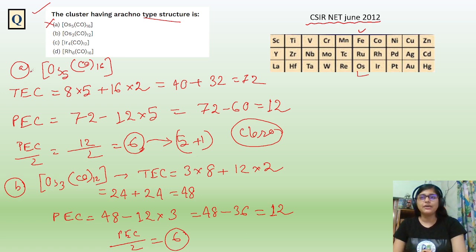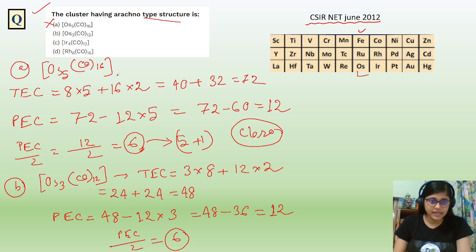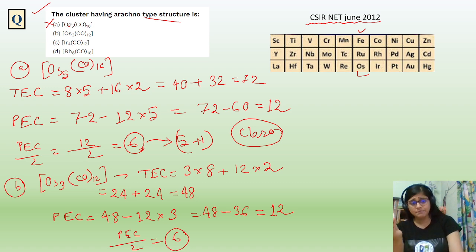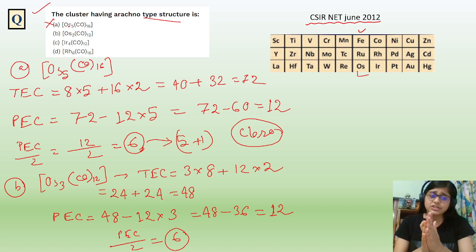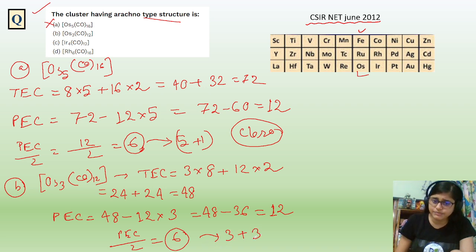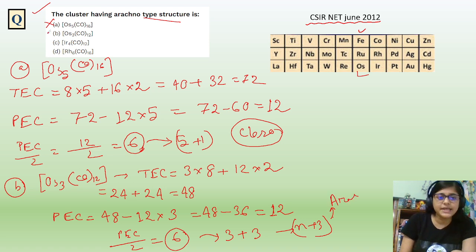If you are thinking like that way, you are wrong. Please understand this, because here n value is different. Here n value is 5, and here it is 3. So when we arrange in the last step, when we arrange the value and see what is the structure of that cluster, that time it will be different, right? Here n is 3, so I have to arrange it that way. 3 I have taken for n, and 3 plus 3 it will be 6, so it is n plus 3. That means it is arachno, right? It is arachno. So B is the correct option.